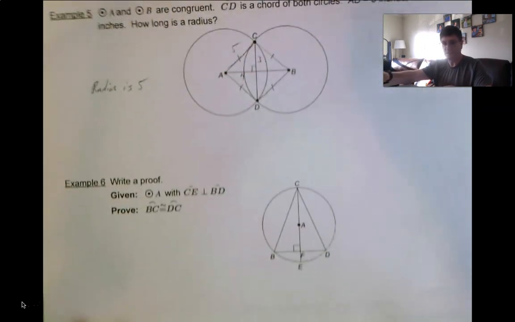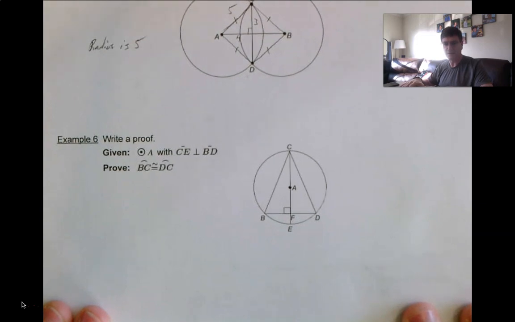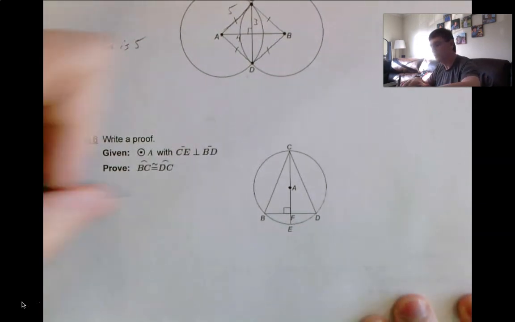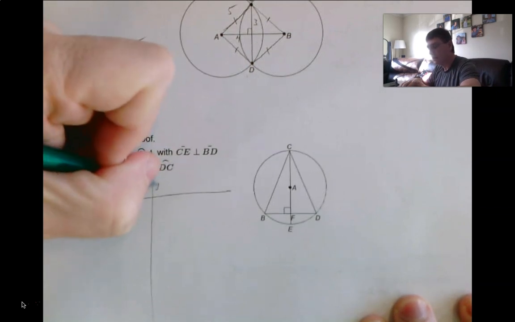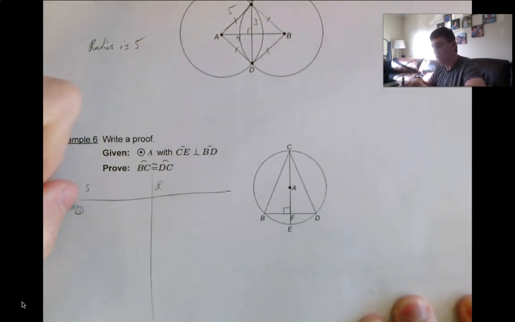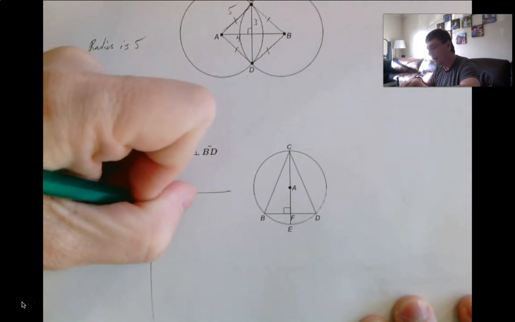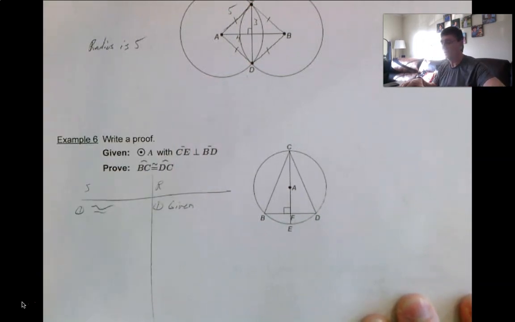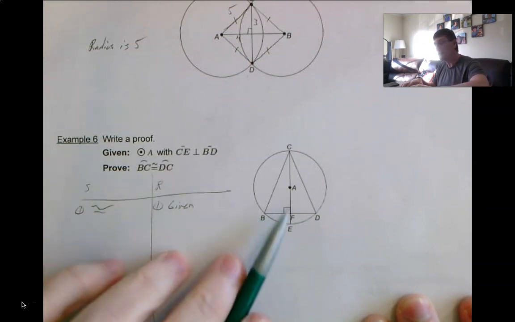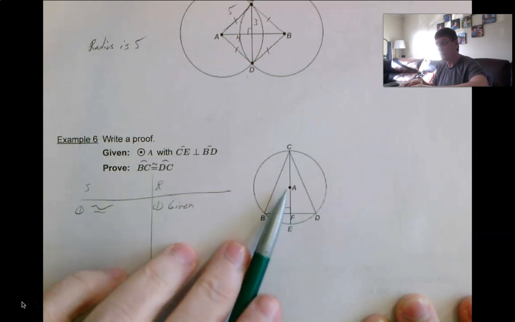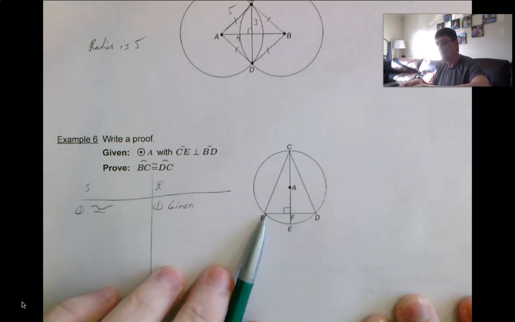Okay, example 6. I think I should be able to fit this proof in on the left-hand side here. Statements, reasons. Statement 1, recopy the given. I can do the squigglies, you cannot. You have to recopy it. What is the given? We're given circle O, and we're given that CE, which is a diameter going through point A, is perpendicular to segment BD.